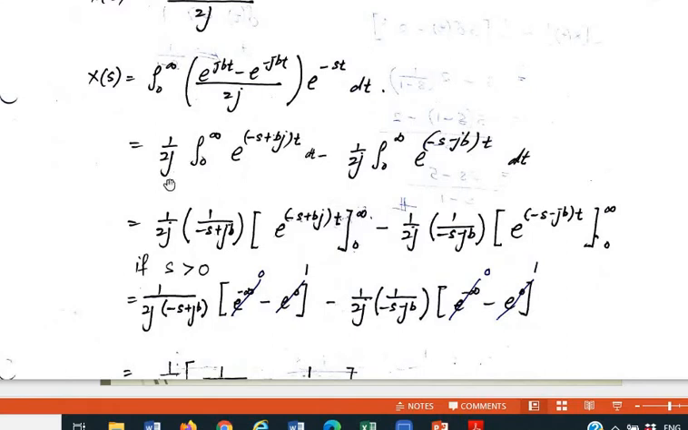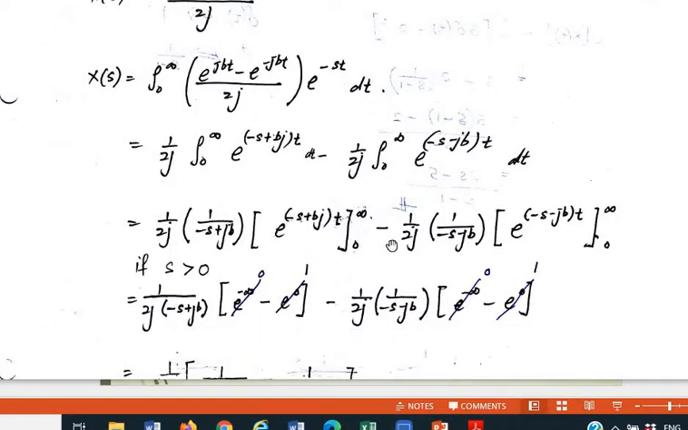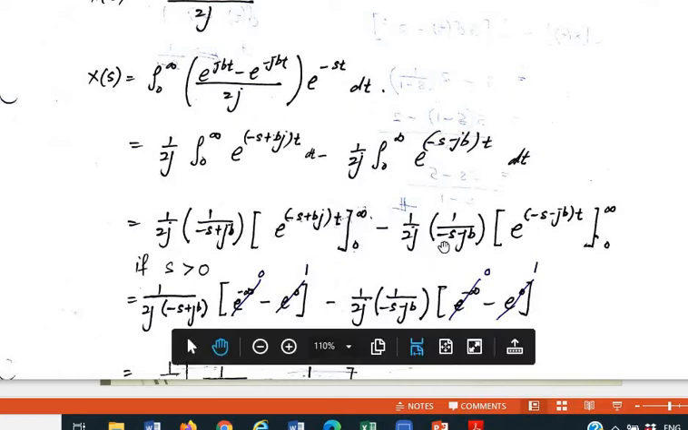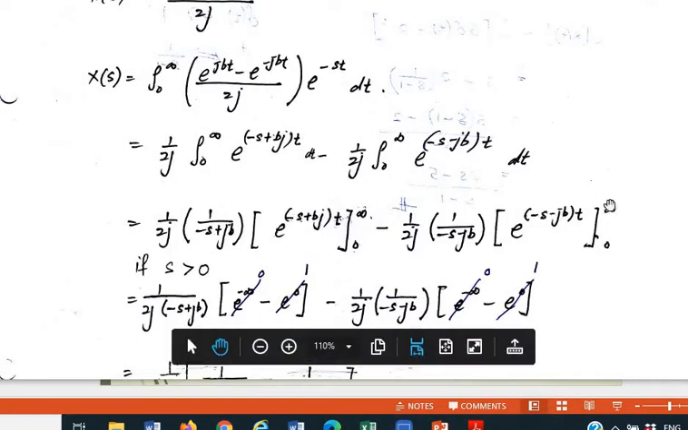You perform the integration. So 1 over 2j, integrating the exponential, you get 1 over (minus s plus jb) times e^((-s plus jb)t), with the limits from 0 to infinity. Similarly, the latter part is the same: 1 over 2j times 1 over (minus s minus jb) times the exponential. For the integration part, similarly, the limit is still from 0 to infinity.